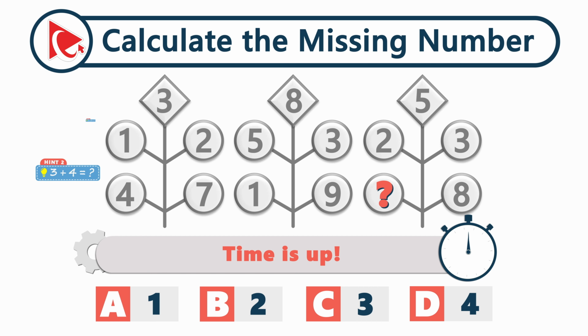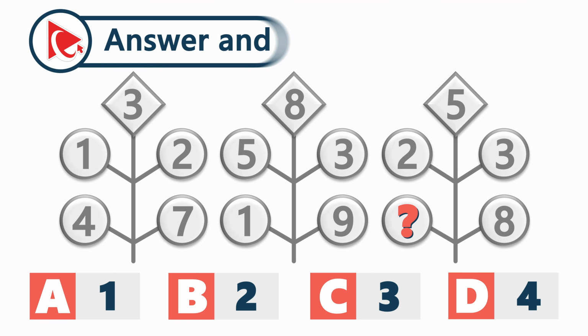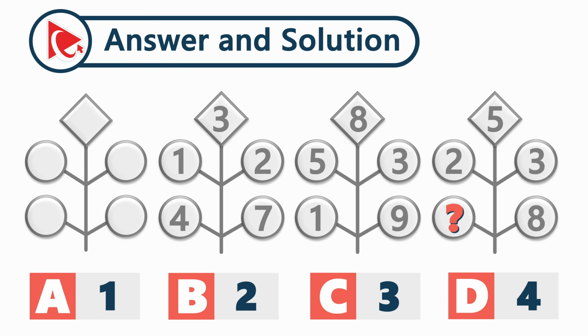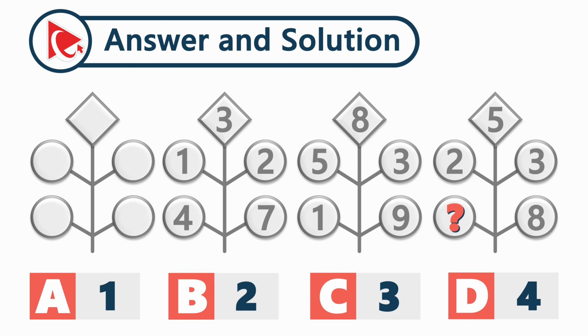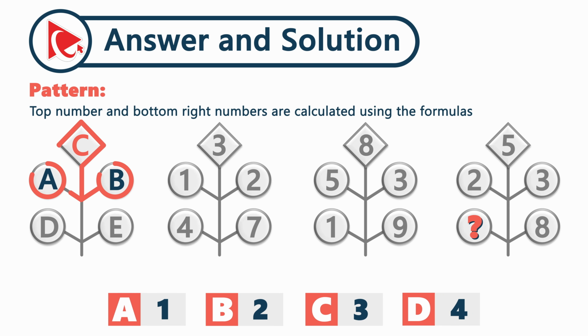Time's up. Do you have your answer ready? I hope so, because the pattern in this question couldn't be any simpler. The pattern consists of very simple addition expressions. To understand them better, let's assign each object a letter of the alphabet. Let's assign letters A, B, C, D, and E. The simplicity comes from the fact that the top number and the bottom right number are calculated using the formulas A plus B equals C and C plus D equals E.